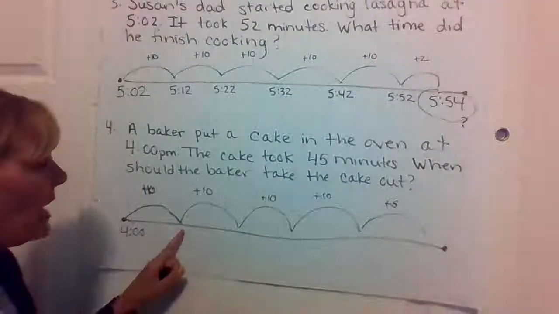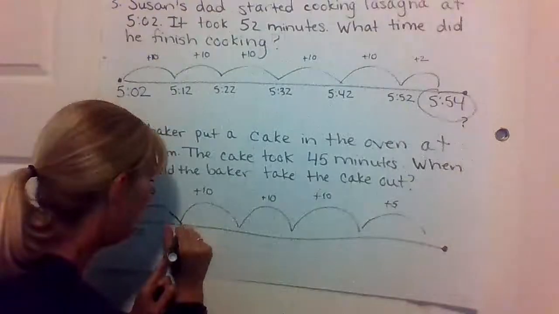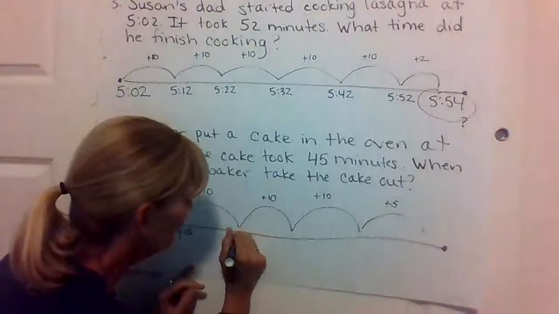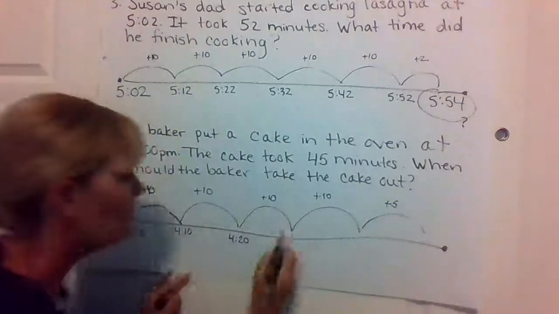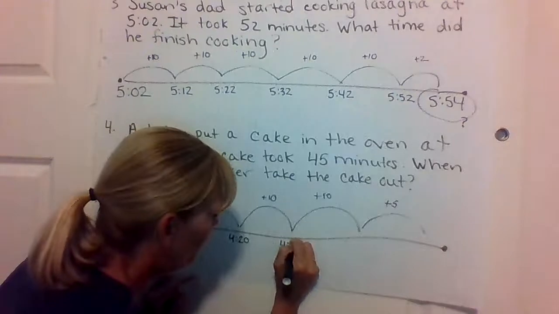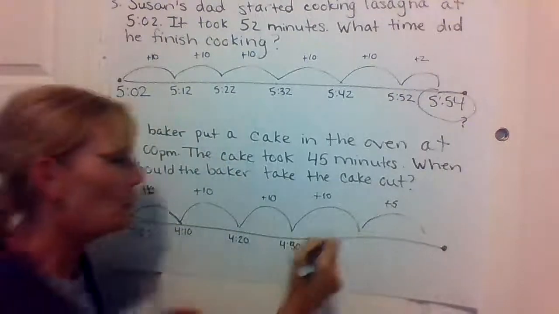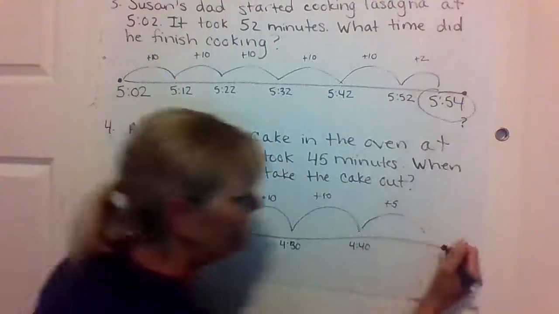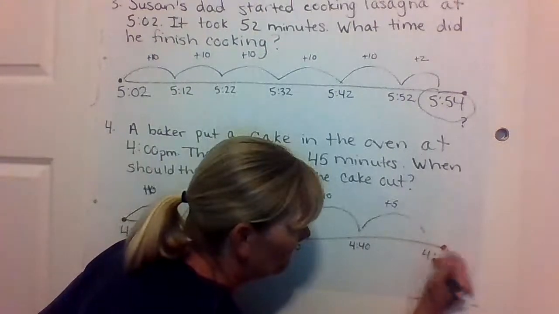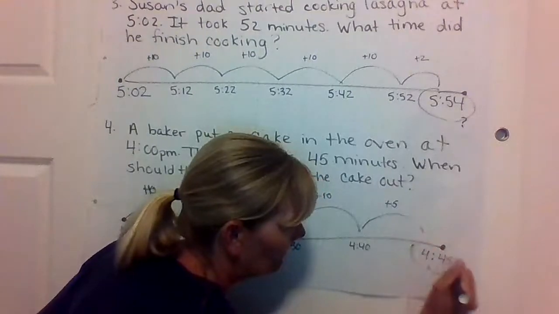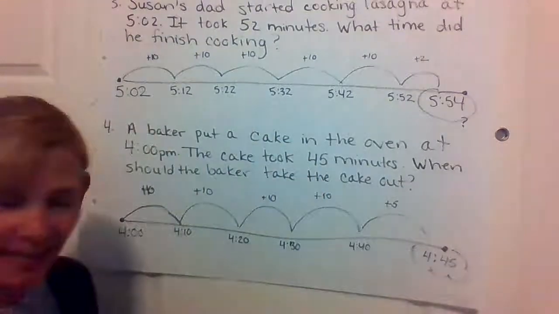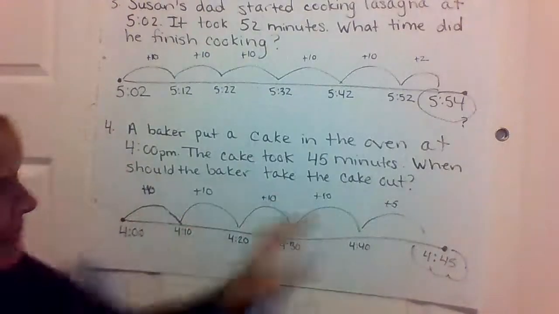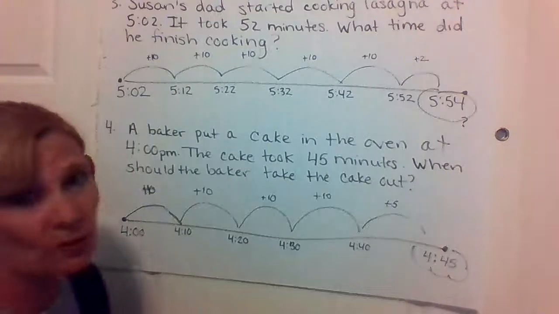So I go from 4 o'clock and I add 10 minutes, so I'm at 4:10. I add 10 more minutes, and that's 4:20. I add 10 more minutes, I'm at 4:30. I add 10 more minutes, and I'm at 4:40. And now I add 5 minutes. And I know that the cake came out at 4:45, because that was 45 minutes after the start time, which was 4 o'clock.